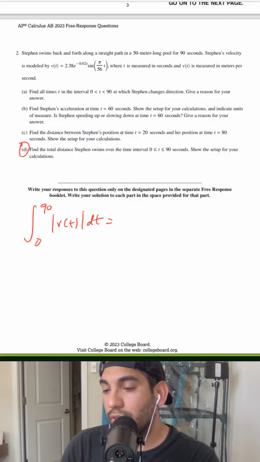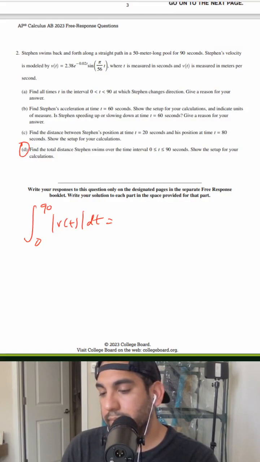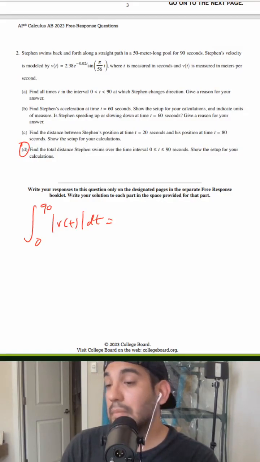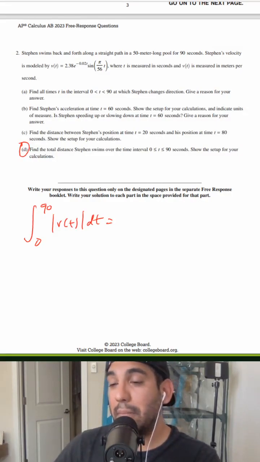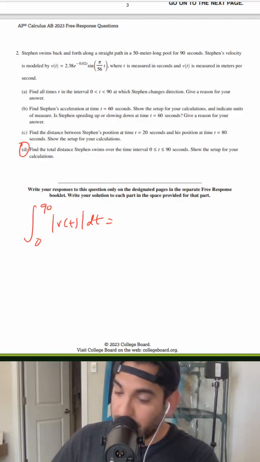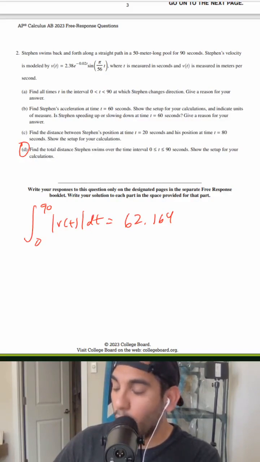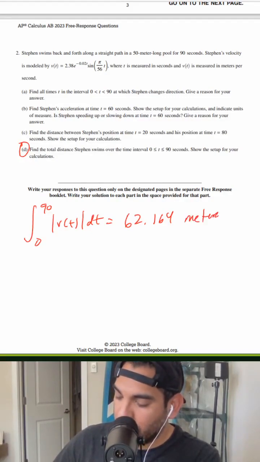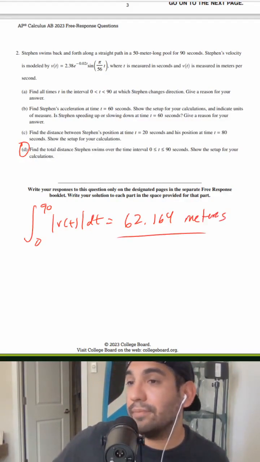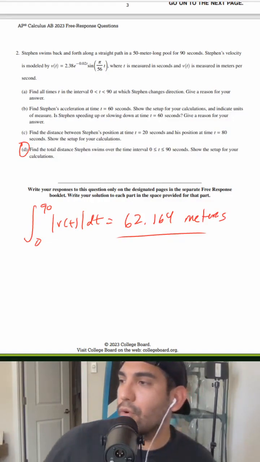Let's go. Moment of truth. Adam, moment of truth. It's calculating on my end. Oh, bro. I got 62.164 meters. Did everyone get a different answer? Yeah, 62.164.